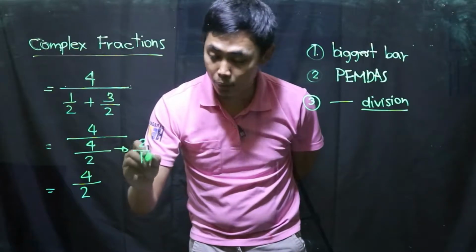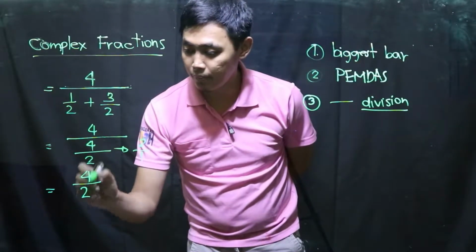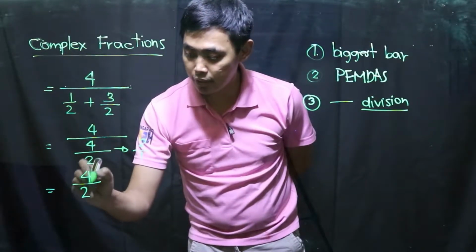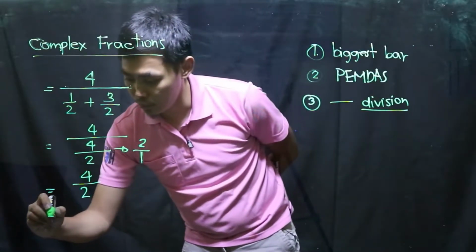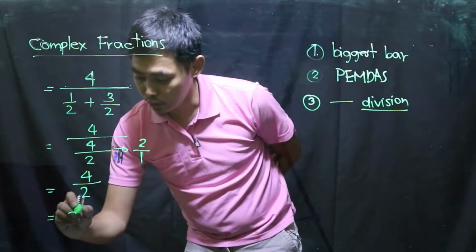Again, simplified, this would become 2 over 1 or 2. Then, since we have 4 on top, this will become 4 over 2. The answer is 2.